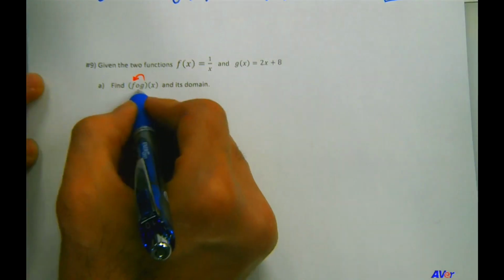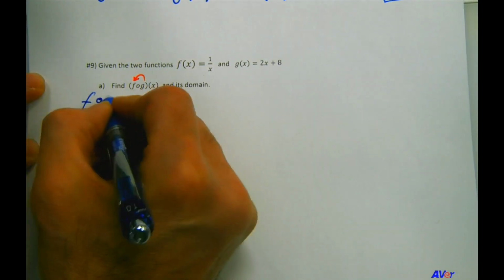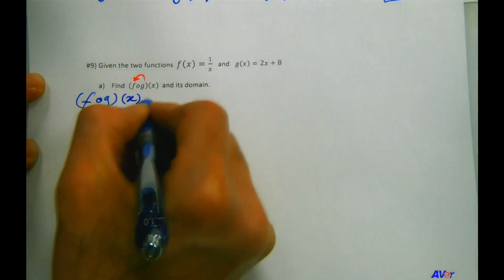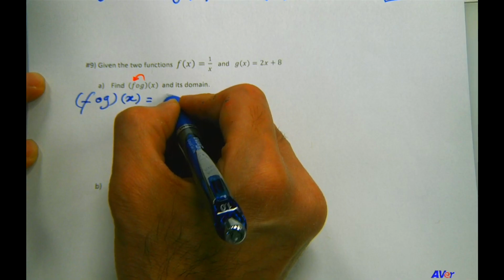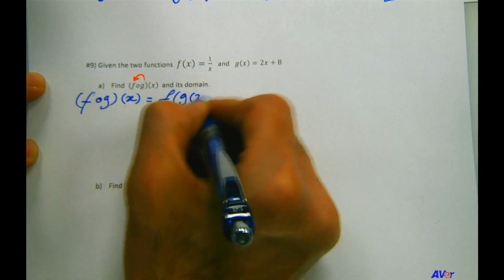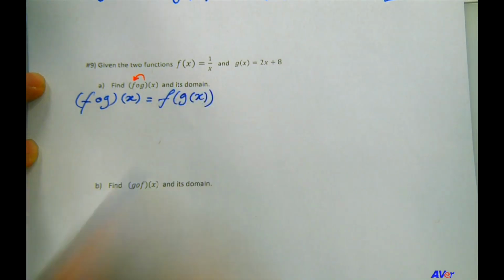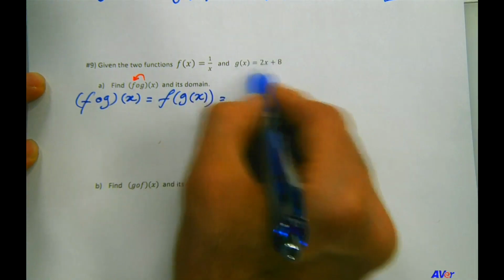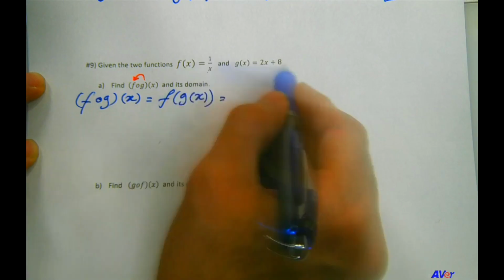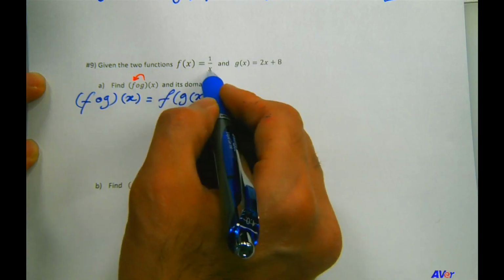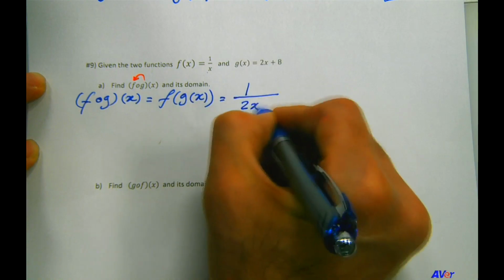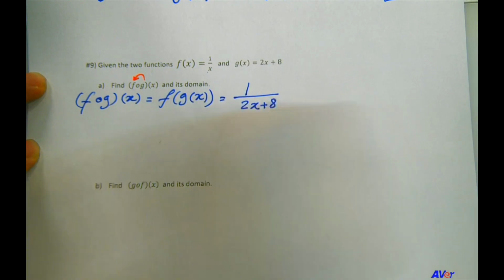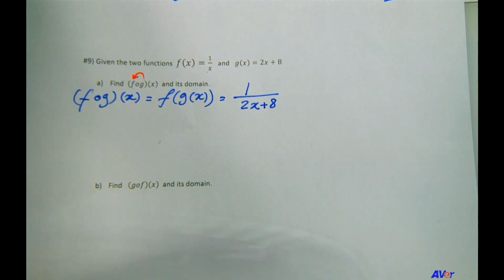So this notation is equal to f at g of x, right? That means all of g goes inside f. Where can it go? It can't go inside 1. It has to go where x is. So 1 over 2x plus 8. Okay? So this is our composite function.